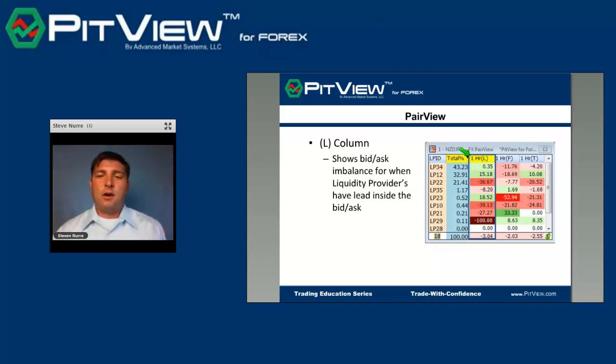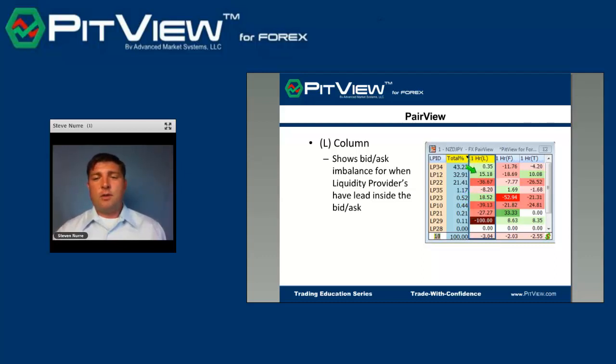And so that first column right here under L, L stands for leading. So when it says L right in here, or 1 hour L, let's just take a look at LP34 right up in here. What this is telling you is based on the activity that this provider has done when they've either led inside the bid or led inside their ask, it's showing you the individual result for all the liquidity providers of what their activity has been and what the imbalance favors. Remember the imbalance, the percentage of time they led inside the bid minus the percentage of time they've led inside the ask. It's showing you the imbalance details for each individual liquidity provider of when they've led or created a new bid or ask price.